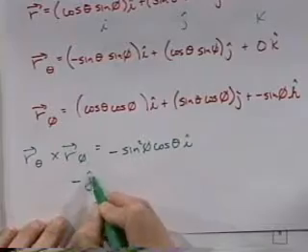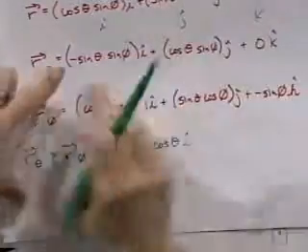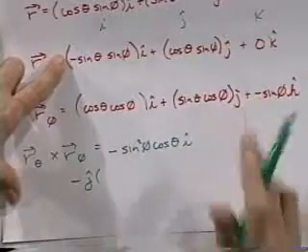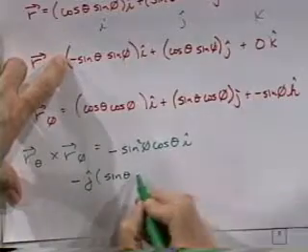Plus, or we can go minus j times, now eliminate the row and column of j, and we're going to go this times this, which gives me minus times minus is a plus sine theta. Sine phi times sine phi is sine squared phi.